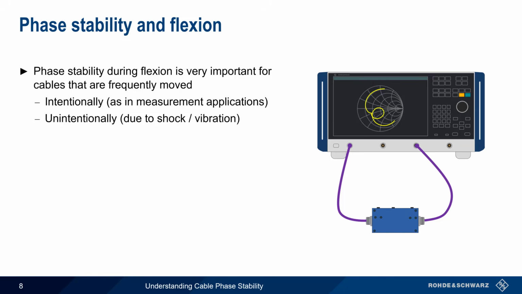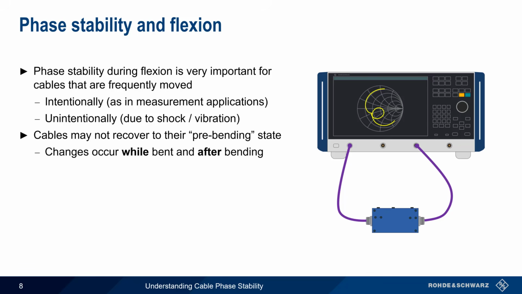One danger when it comes to flexion is that cables may not fully recover to their pre-bending state. That is, the characteristics of the cable change while the cable is being bent, but may also persist after bending. It's therefore important to measure or quantify both of these states.